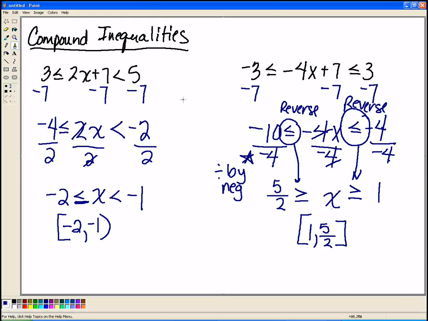And that is how we handle compound inequalities. Remember, think about it like juggling. Keep up both the left and the right-hand side.